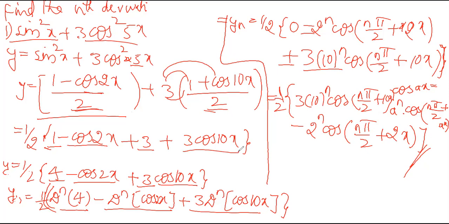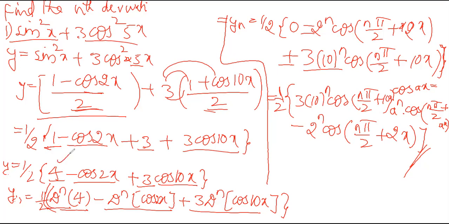Then next step, 1 by 2 as it is. Then here plus 3 is there, plus 1 is there, that's why plus 4 minus cos 2x, then 3 cos 10x. Okay. Next, find the n-th derivative, that means y. We take the constant 1 by 2 outside, then the n-th derivative of the 4.